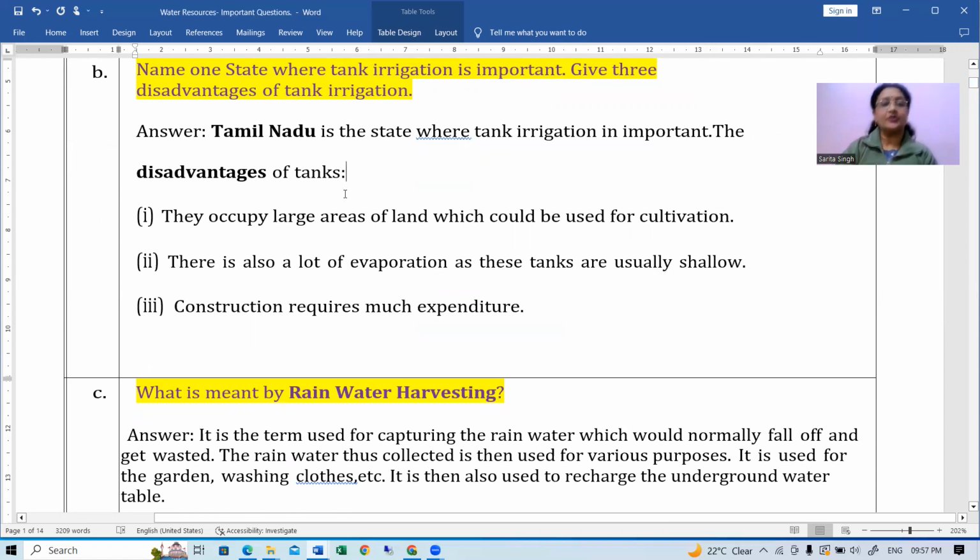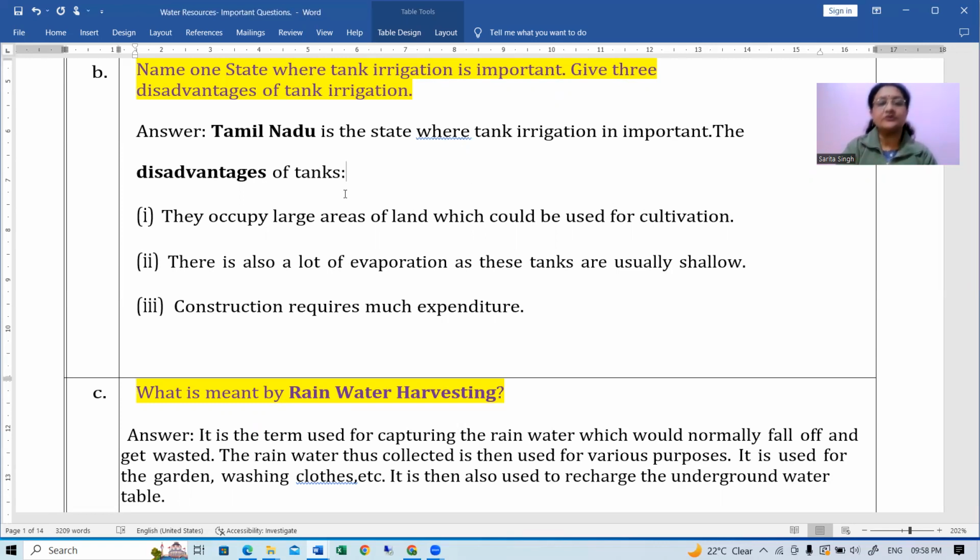Number one is that they occupy large areas of land which could be used for cultivation purpose. Yes, because that is an area which is an important part of the cultivable land, right? So that area is not being used for growing crops. Okay, so in this way, it is taken as one disadvantage of it.